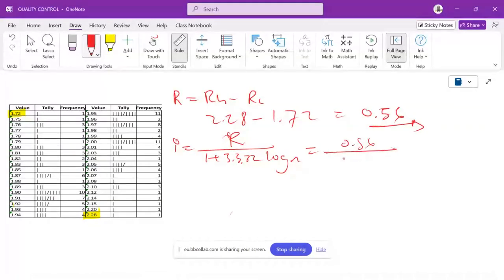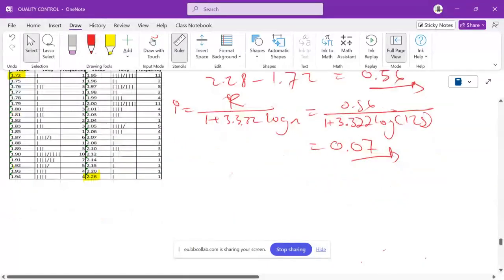Then 1 plus 3.322 log 125, which becomes my answer: 1 plus 3.322 log 125, close bracket. The answer is 0.07. You do not round up anything.